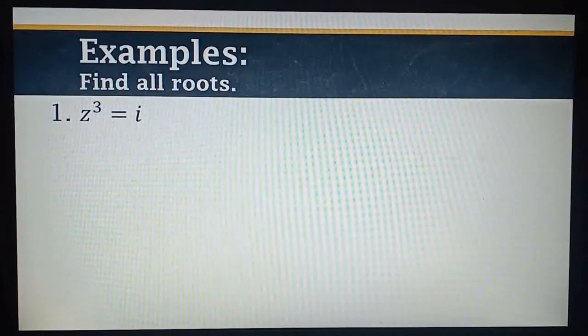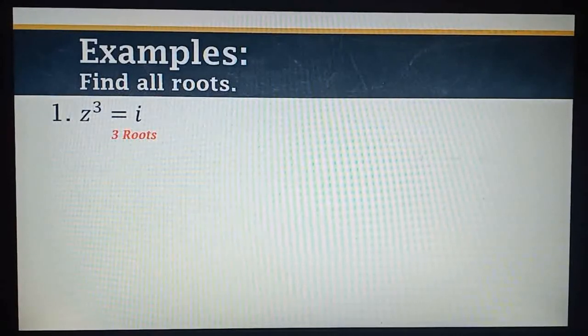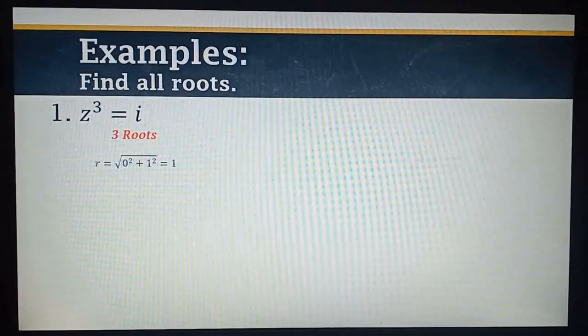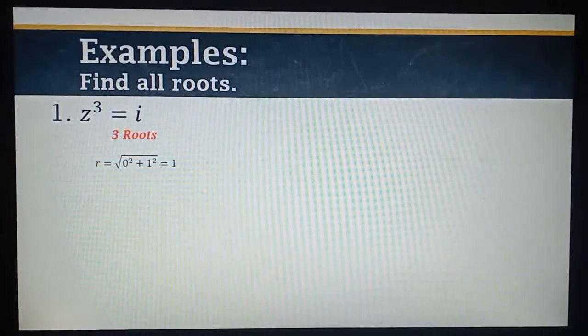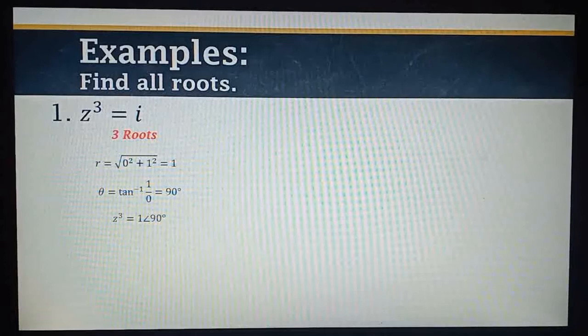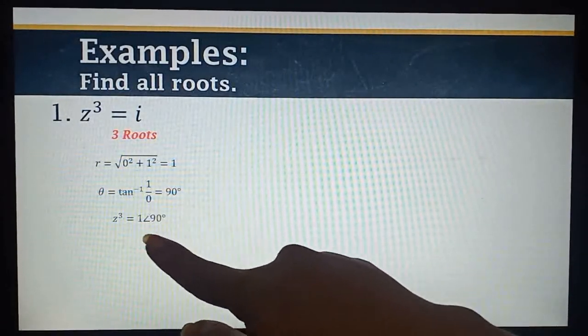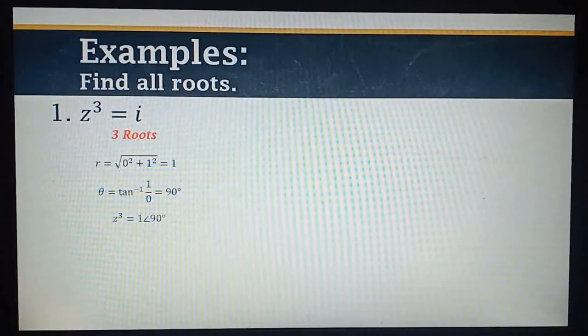We will find all the roots of the equation. So, let's say you will have z cubed equals i. So, to evaluate that, you have 3 roots since n is equal to 3. So, first, find the value of r of the complex number i. So, you will have 0 squared plus 1 squared, equivalent to 1. And the theta is the arctan of 1 over 0, which is equivalent to 90 degrees. So, ang polar form niya is 1 at angle 90, which is equivalent to z cubed. So, we will find 3 roots.